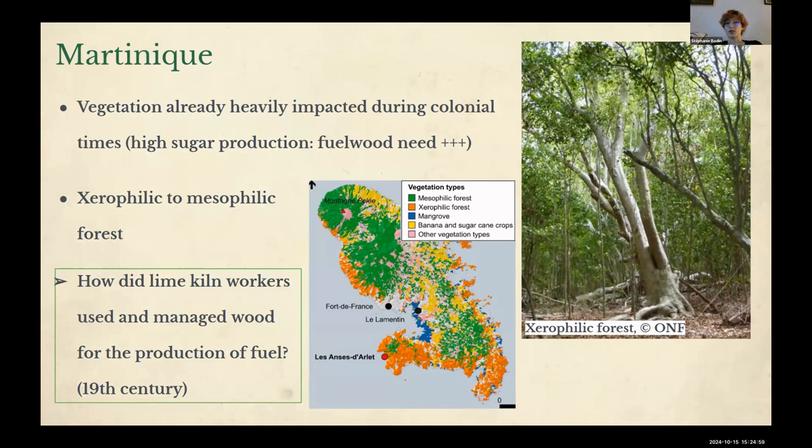woodland in these conditions? It's also important to note that in Martinique, this is a map from nowadays, and it was more or less the same during colonial times, most probably, or even more degraded. Today, the site was Les Anses d'Arlet, it's here. The site is in the xerophilic forest, but there is a bit of mesophilic forest also close by. So you have dry forest and more humid forest, let's say.